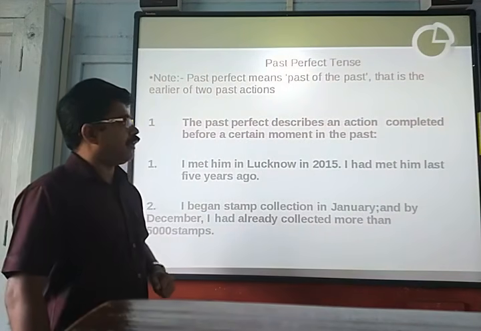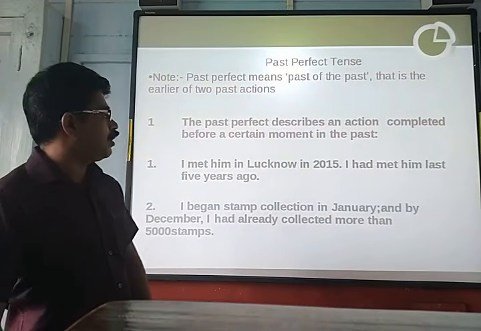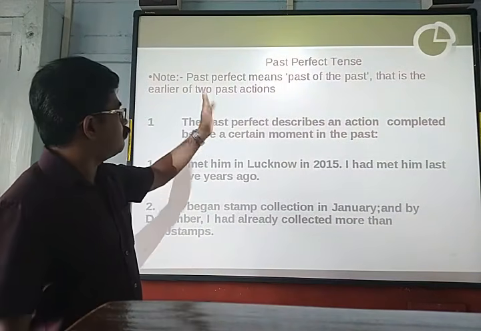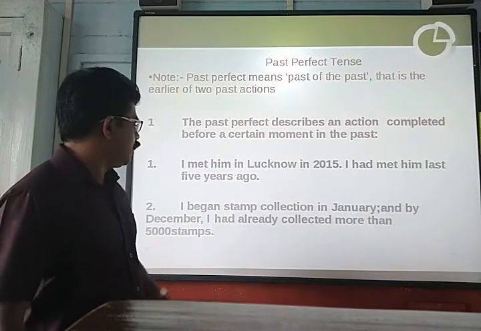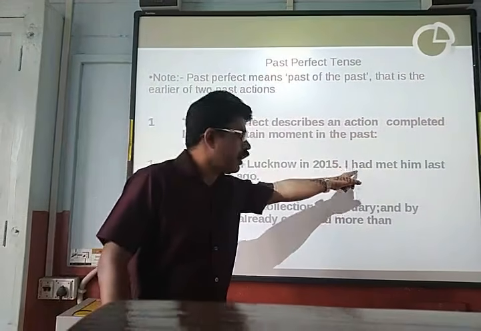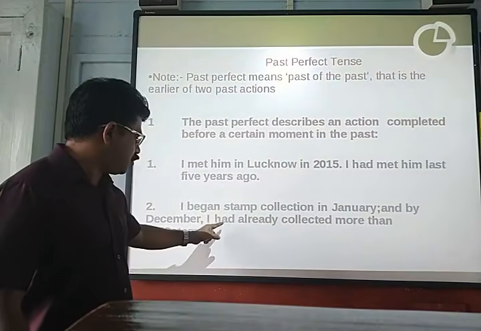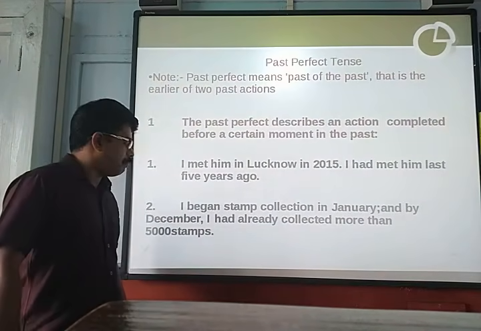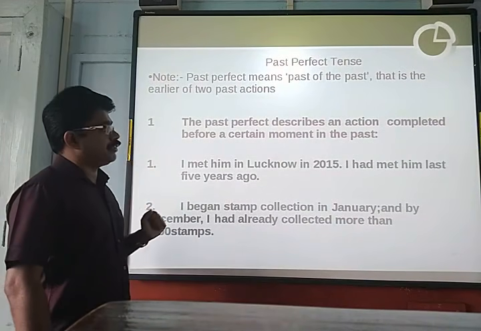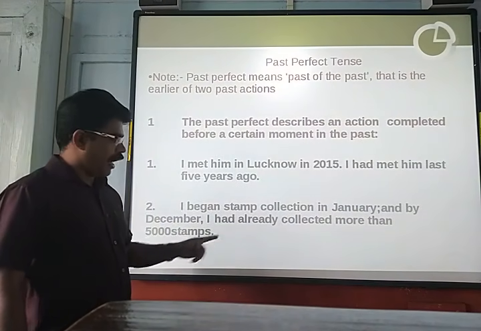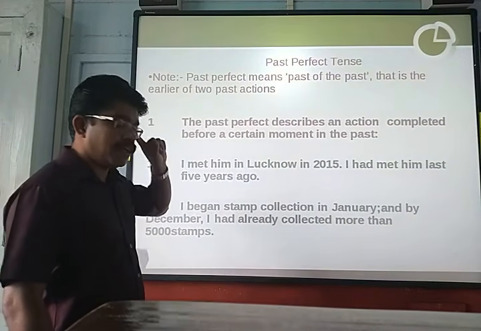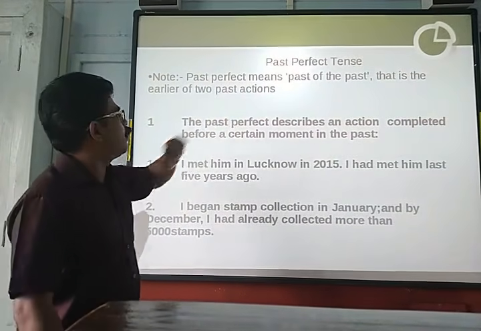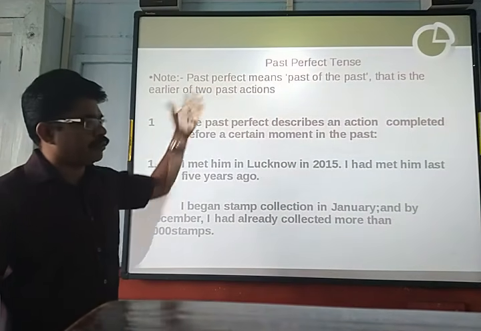Past perfect. Naturally, when we speak about past perfect, we may have to recall some words which are regularly coming in. Here in this sentence we see "had" is there. In this one also "had" is there. So when we are speaking about past perfect tense, the usage of "had" is in our usage. One more thing: a note is given here. What is that? Past perfect means past of the past.